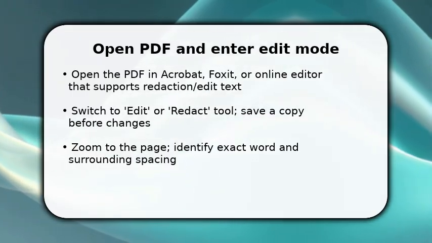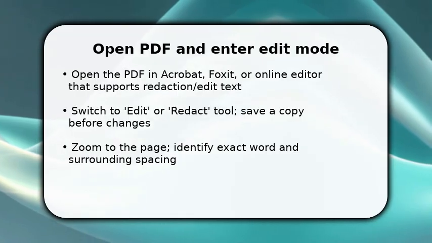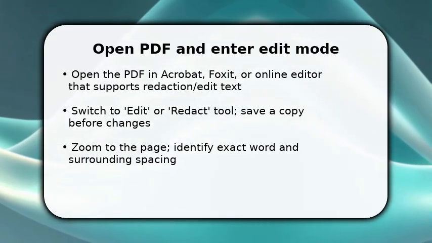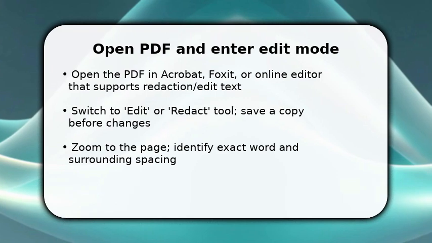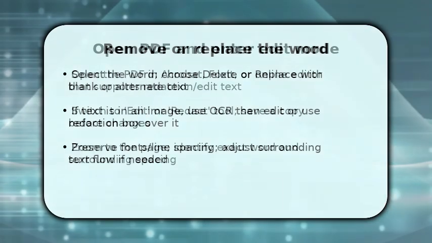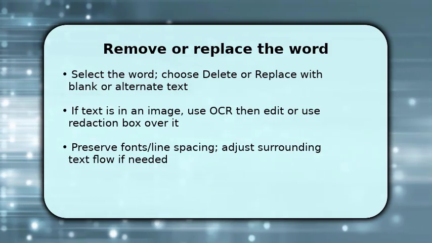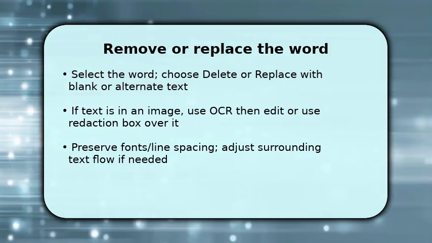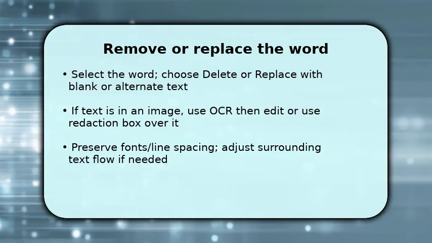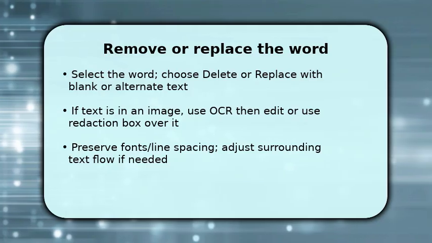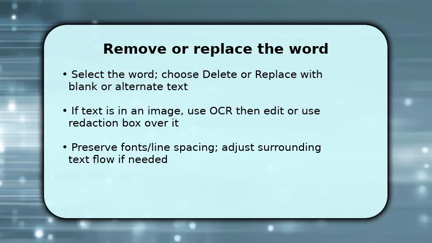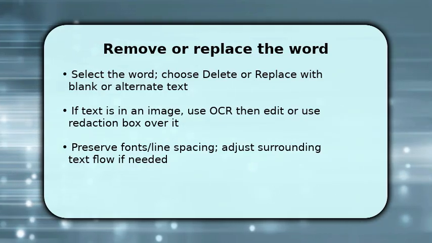If the document is scanned, run OCR first so the editor recognizes text. This prevents accidental image edits and keeps formatting intact. You now remove or replace the word. Click the text to select it, then press Delete or type replacement text. This preserves surrounding flow. If the word is part of an image, run OCR then edit the recognized text or draw a redaction box to permanently mask it.